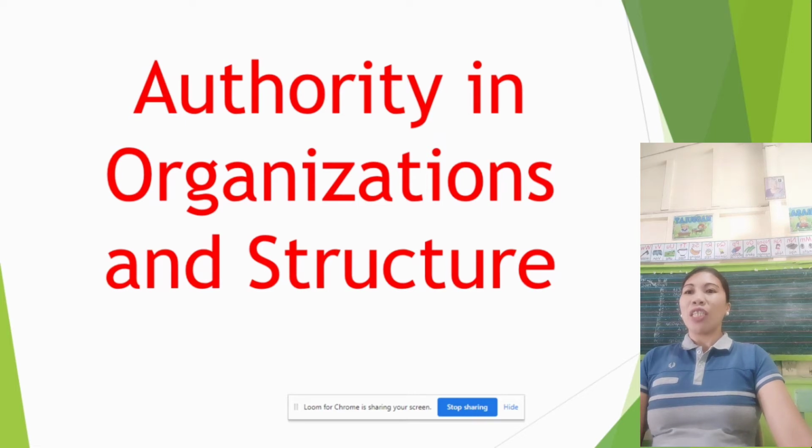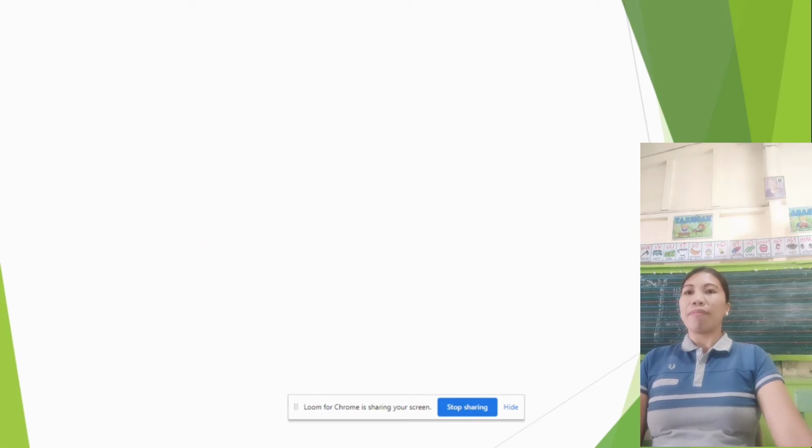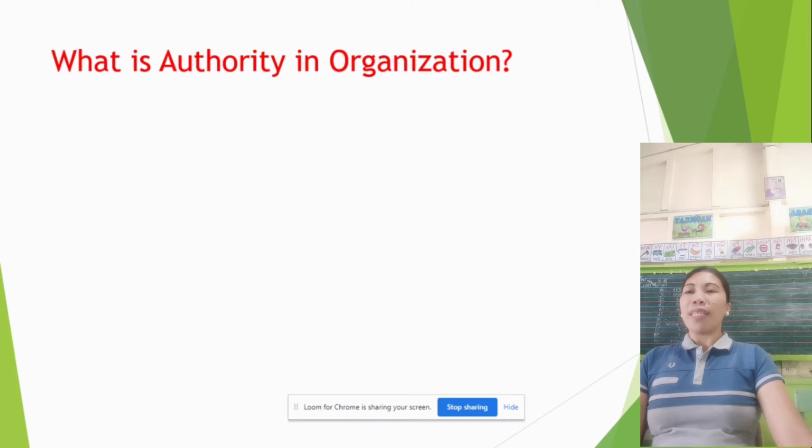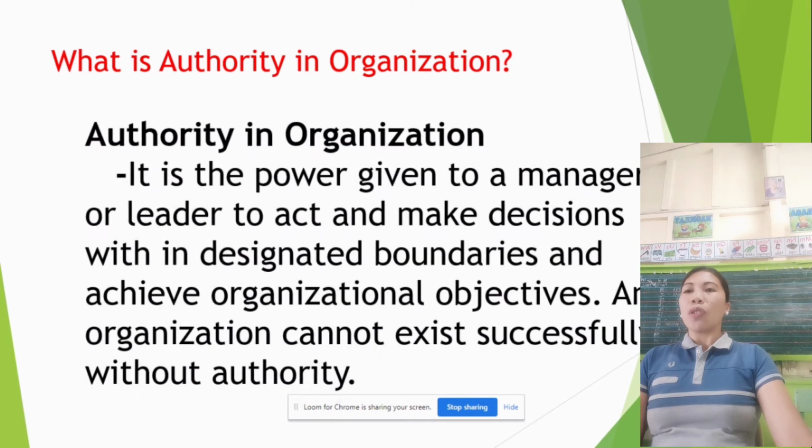Authority in organization and structure. What is authority in organization? Authority in organization, it is the power given to a manager or leader to act and make decisions within designated boundaries and achieve organizational objectives. An organization cannot exist successfully without authority.